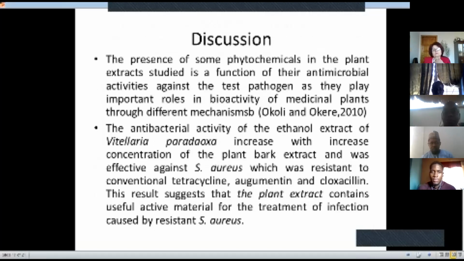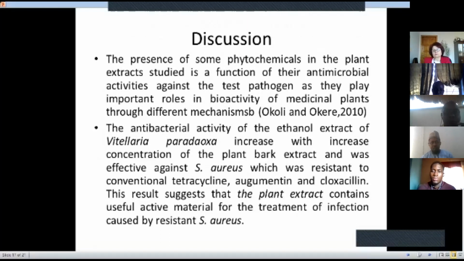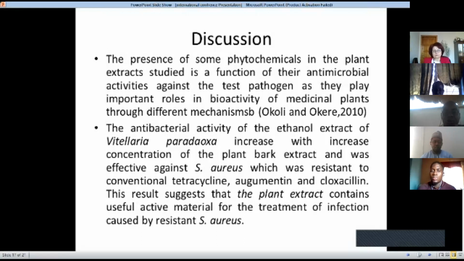Discussion. The presence of some phytochemicals in the plant extract studied is a function of their antimicrobial activity against the test pathogens, and they play an important role in the bioactivity of medicinal plants through different mechanisms. Antibacterial activities of the extract increased with increasing concentration of the plant bark extract and was effective against Staphylococcus aureus, which was resistant to conventional tetracycline, augmentin, cycloserine.